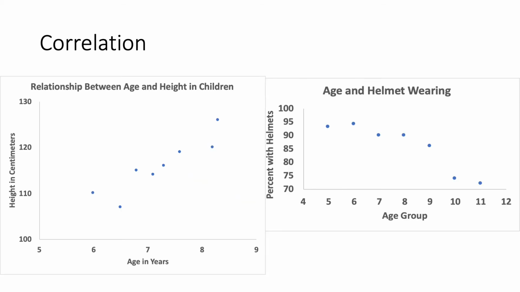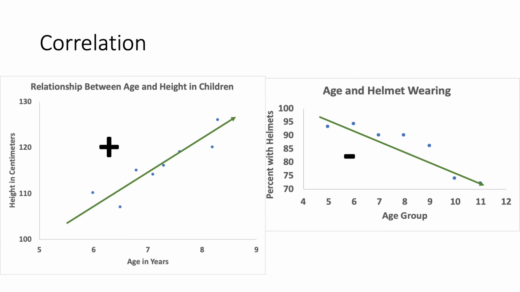So with correlation, we want to actually eventually put a number to this. As X is going up, Y is going up. That's a positive or direct relationship. And as X is going up, Y is falling or going down. And that's a negative or an inverse relationship.